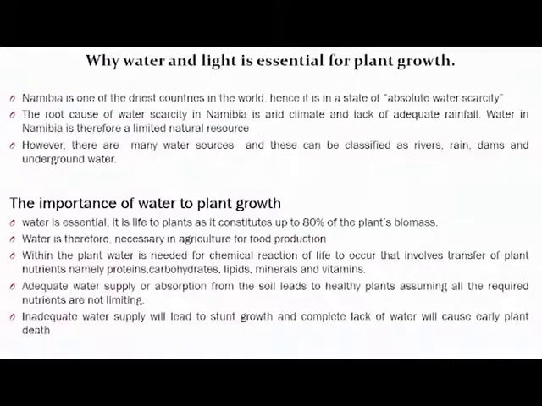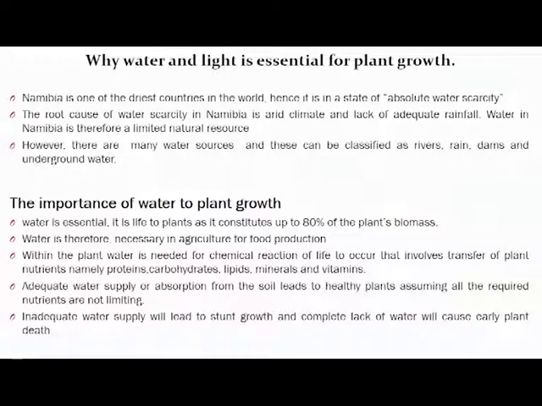Within the plant, water is also needed for the chemical reactions of life to occur that involve the transfer of plant nutrients, for example the proteins, the carbohydrates, the lipids, minerals, and vitamins. So these are all the nutrients that are required. When these chemical reactions are taking place, and we also have adequate water supply or absorption from the soil, this can lead to healthy plants, assuming all the required nutrients are not limiting.